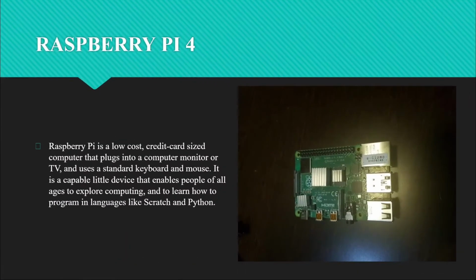First in the list, Raspberry Pi 4. Raspberry Pi is a low-cost and credit card sized computer that plugs into a computer monitor or TV and uses a standard keyboard and mouse. It is a capable little device that enables people of all ages to explore computing and to learn how to program in languages like Scratch and Python. In this case, we have a Raspberry Pi 4 Model B. It is the latest product in the popular Raspberry Pi range of computers.